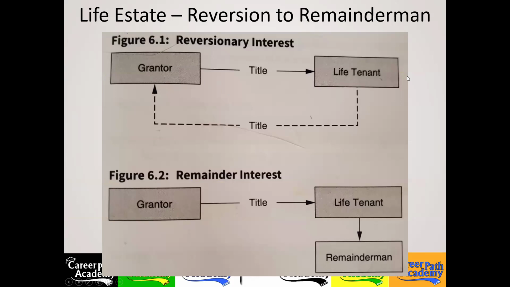Now, this is the way reversionary interest can work, the two ways. The grantor gives the title to a life tenant, and when they die, the title returns to the grantor. Or the grantor gives the title to a life tenant, and then upon their death, it goes to a remainder man. Now, the grantor could still be alive. A remainder man is not somebody in a will. It's just, once this person dies, who gets it? It could come back to the person who gave you the life estate, or it could go to another party, a third party, called a remainder man.